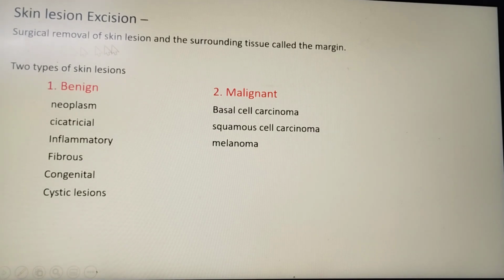The excision procedure is performed on two types of skin lesions. One is a benign lesion, one is a malignant lesion. These are the verbiages used for benign lesions: neoplasm, cicatricial, inflammatory, fibrous, congenital and cystic lesion. For all these lesions, they come under benign lesions. And coming to malignant lesions, there are three: basal cell carcinoma, squamous cell carcinoma and melanoma. In the CPT book, they gave these verbiages for benign lesion and malignant lesion. If in the question they ask for cicatricial, then we have to select the code from the benign lesions topic.